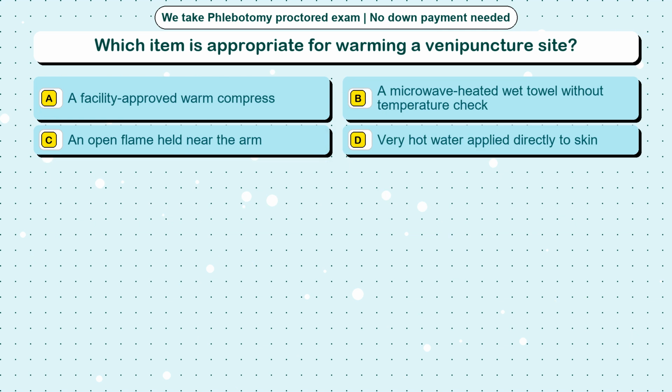Question 47. Which item is appropriate for warming a venipuncture site? Option A, a facility-approved warm compress. Option B, a microwave-heated wet towel without temperature check. Option C, an open flame held near the arm. Option D, very hot water applied directly to skin.